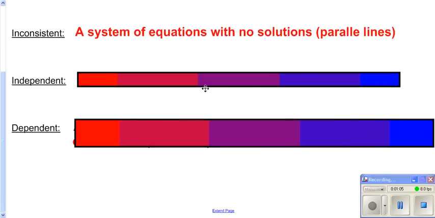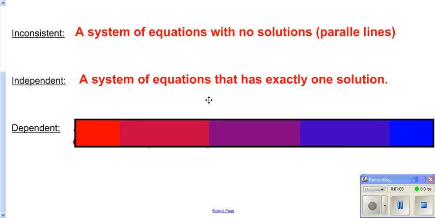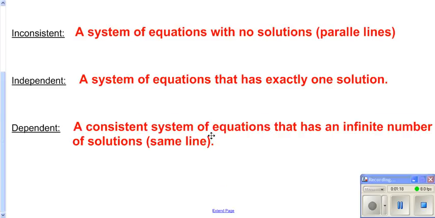Then you also have independent lines, an independent system, where the two equations have exactly one solution. And then there are dependent lines, and that's where you're dealing with the same line being graphed on top of each other, and there are infinitely many solutions.